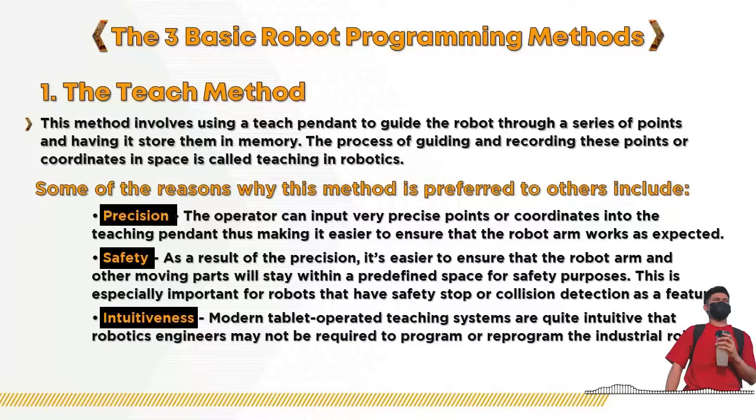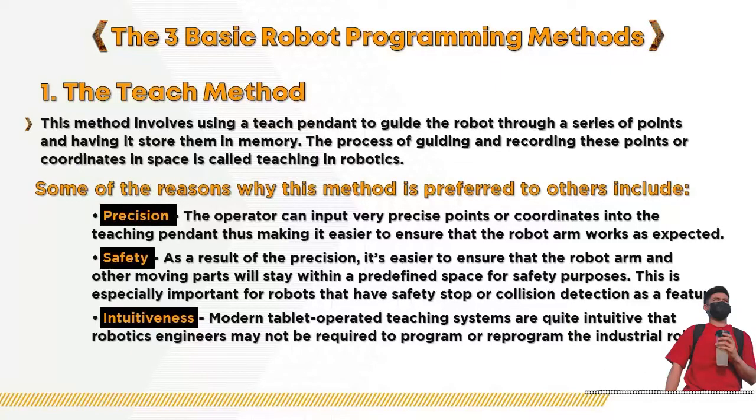Number one is precision. The operator can input very precise points or coordinates into the teach pendant, thus making it easier to ensure that the robot arm works as expected. The second is safety. As a result of the precision, it's easier to ensure that the robot arm and the moving parts will stay within a predefined space for safety purposes. This is especially important for robots that have safety stop or collision detection as a feature.